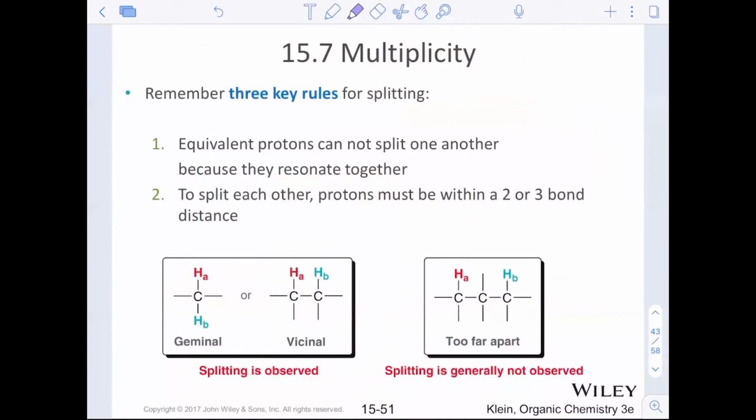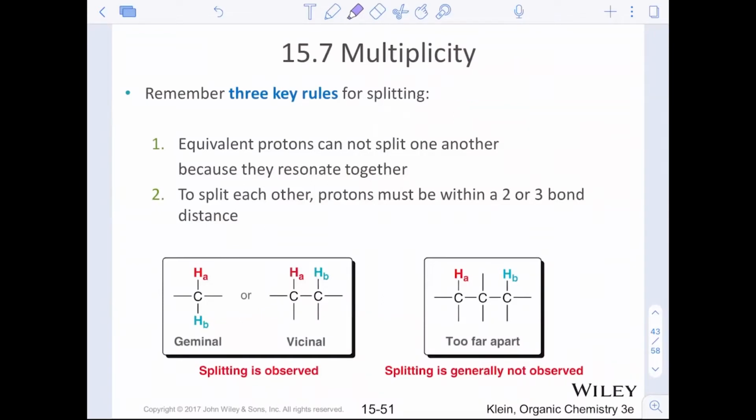When does this splitting actually occur? It's not every single proton. Equivalent protons do not split each other. So if you have a CH2 group and those 2 protons are on the same carbon and they are identical, or if you had 2 CH2 groups in a symmetrical molecule and you called them equivalent, they would appear at the same position and be in the same signal. They resonate with each other. So they are equivalent and will not split each other.